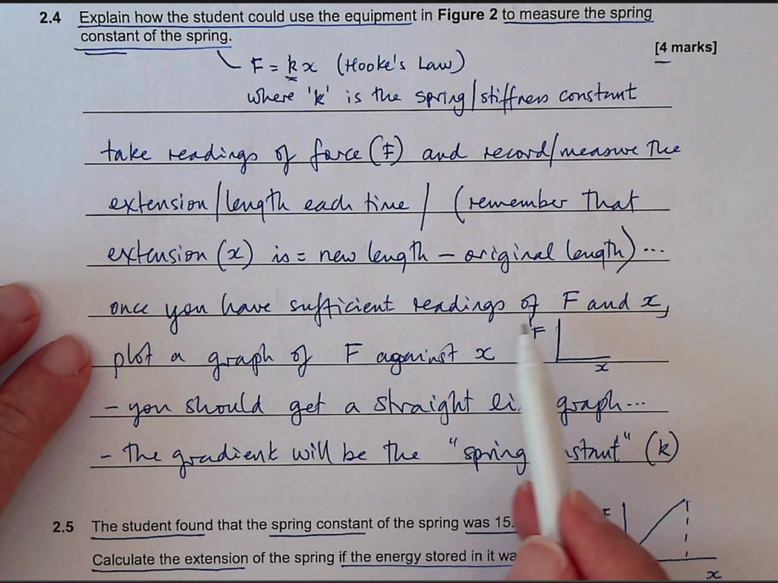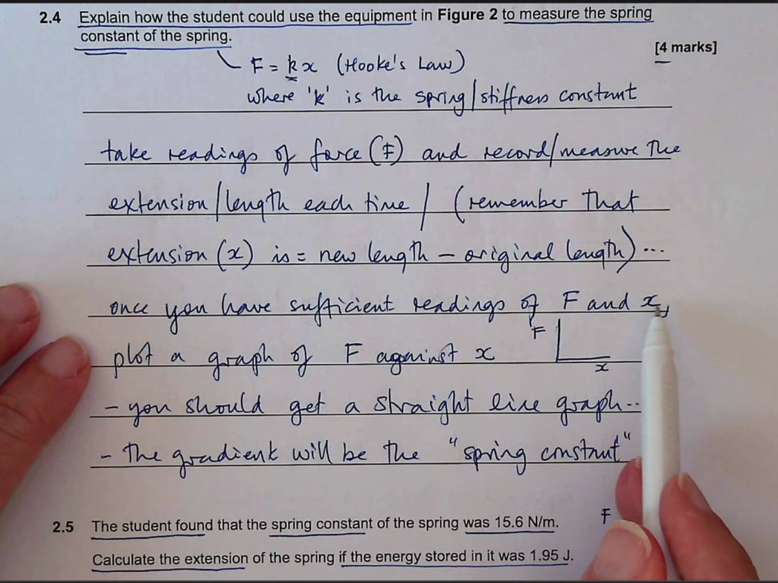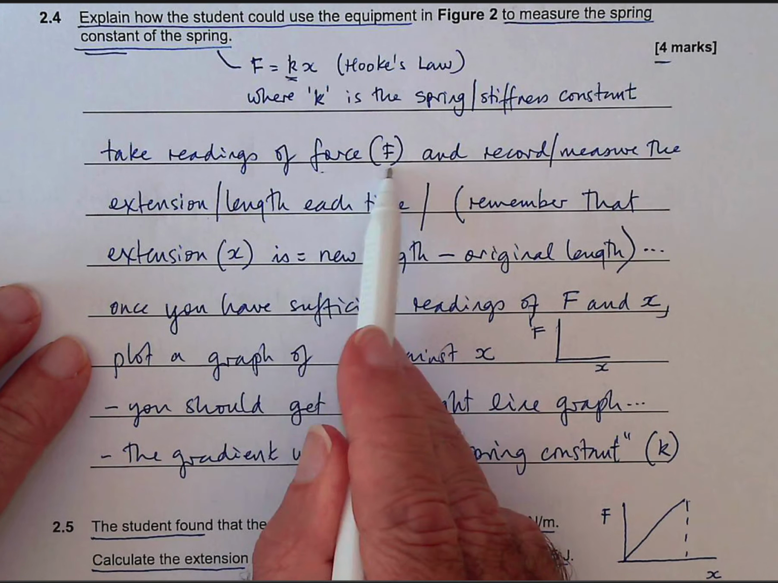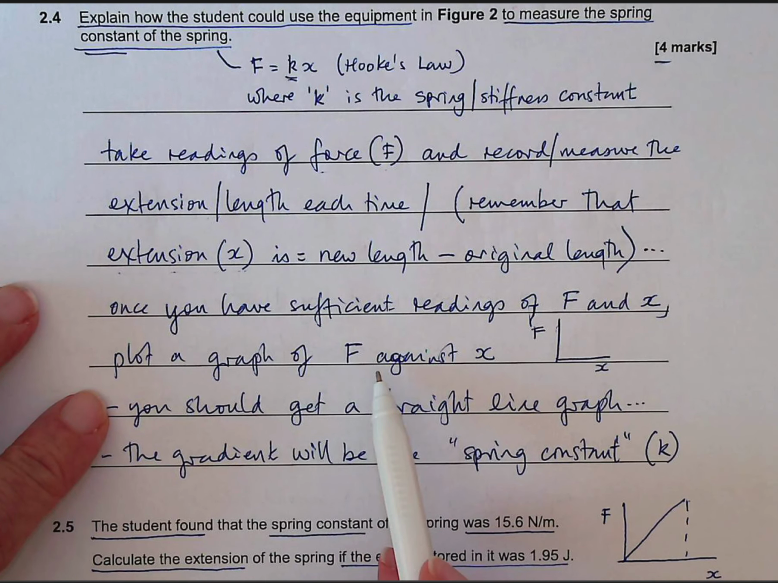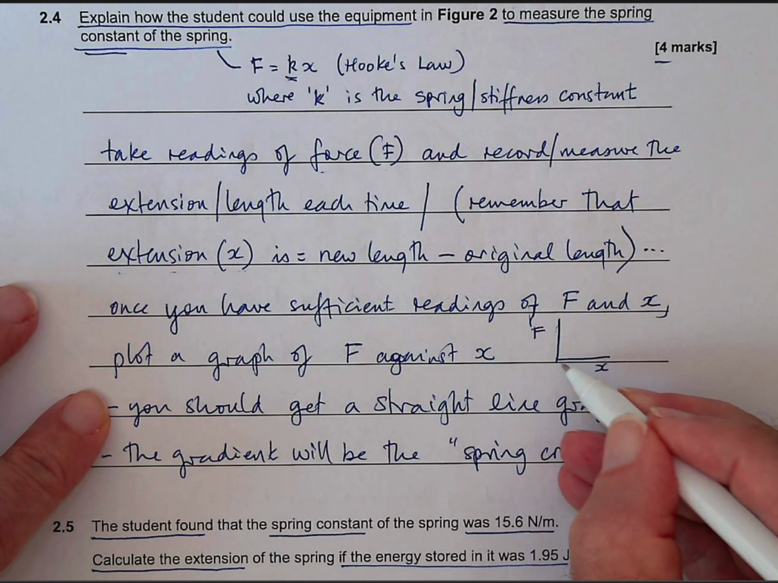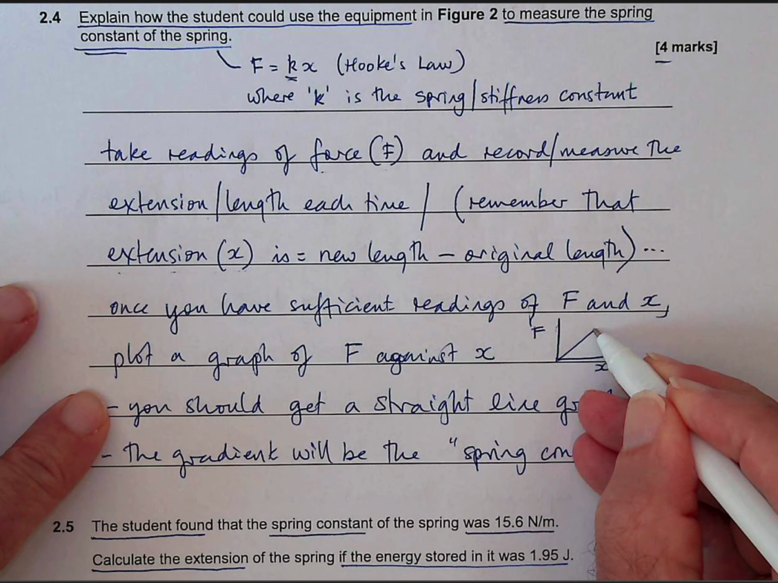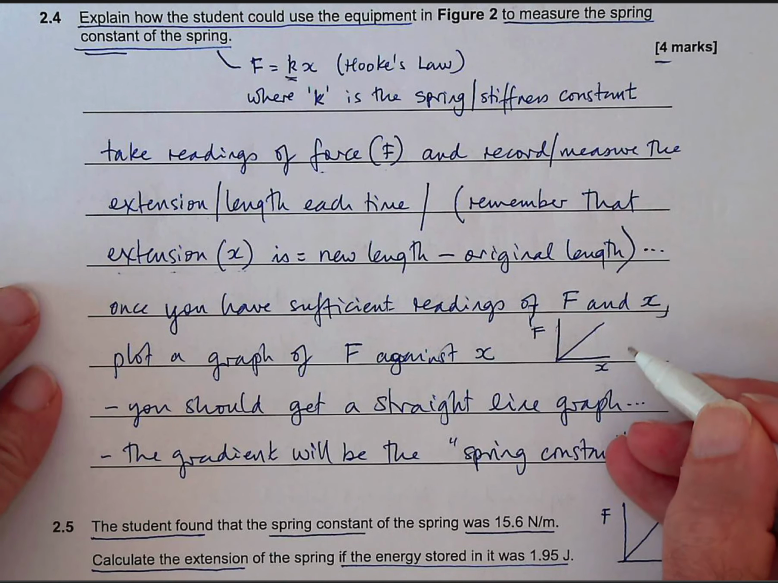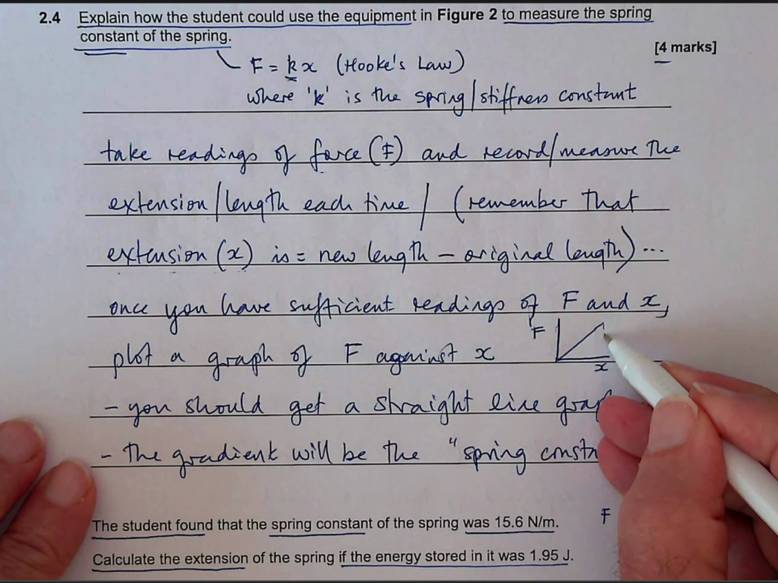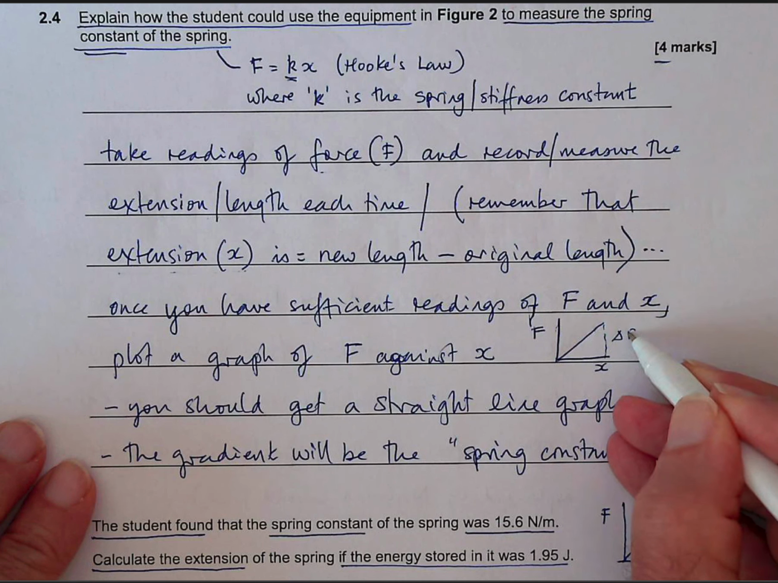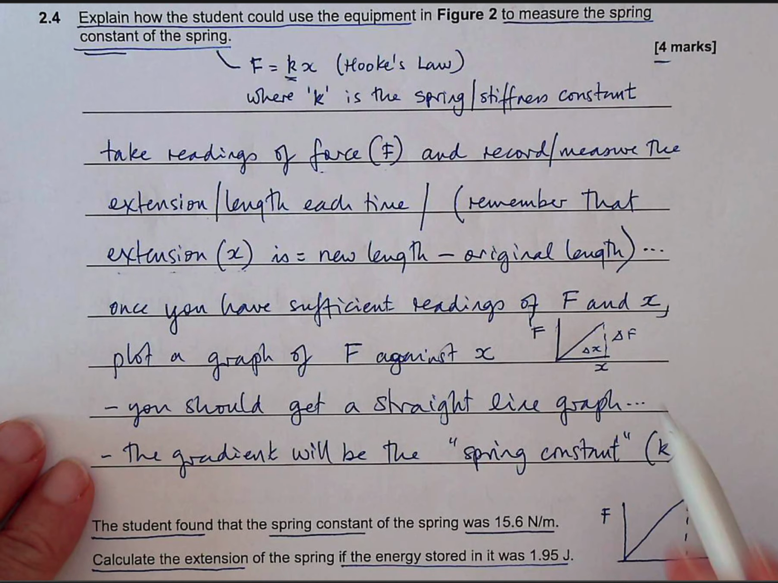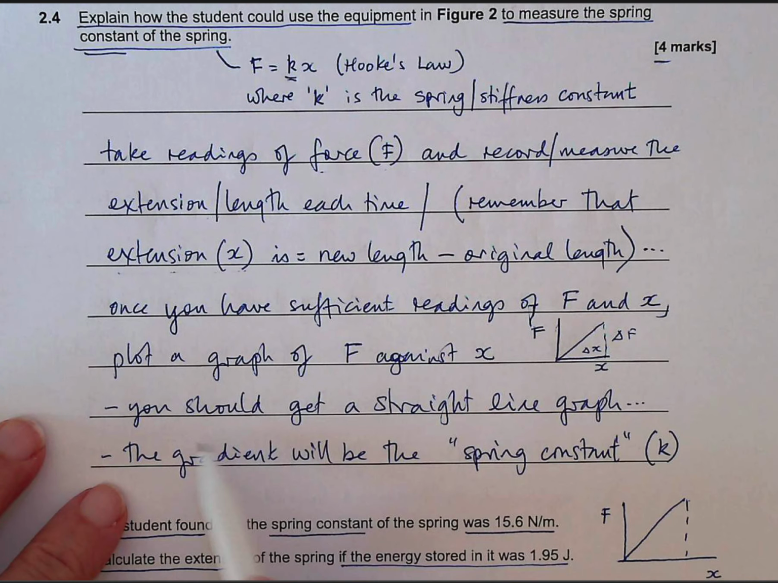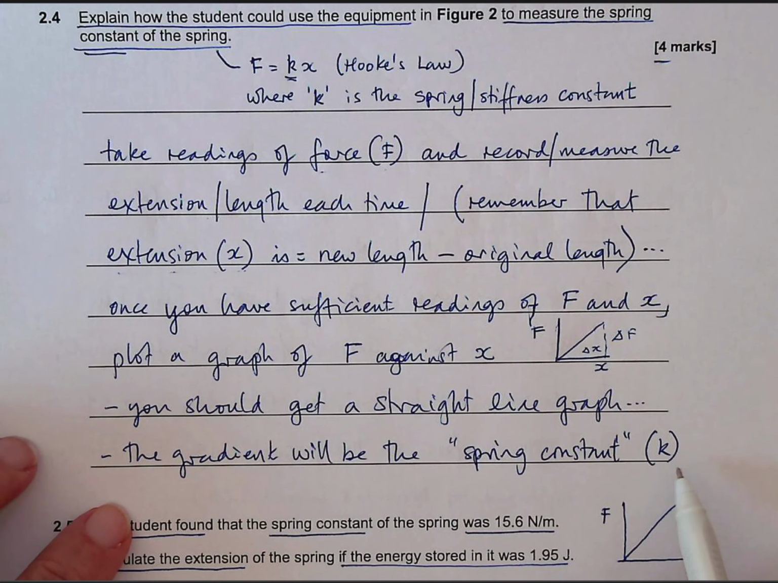Once you have sufficient readings of force and x, where I've already defined force and x as extension, plot a graph of F against x. Up to the elastic limit, you'll get a straight line graph. And the gradient of that, so delta F over delta x, the ups over the longs, as they say, is the spring constant, okay?